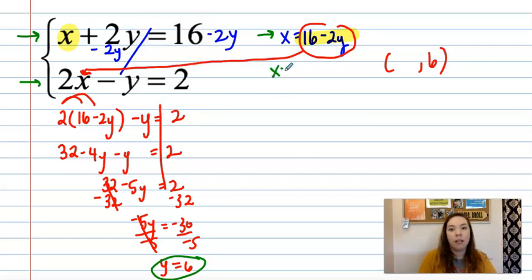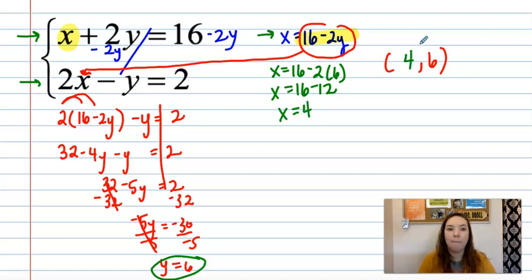So here I have x equals 16 minus 2 times 6. 16 minus 12 gives us 4. Okay, you can always plug these back in to check your work. You could also graph them and see if you get the same answer. There's several ways to check your work.